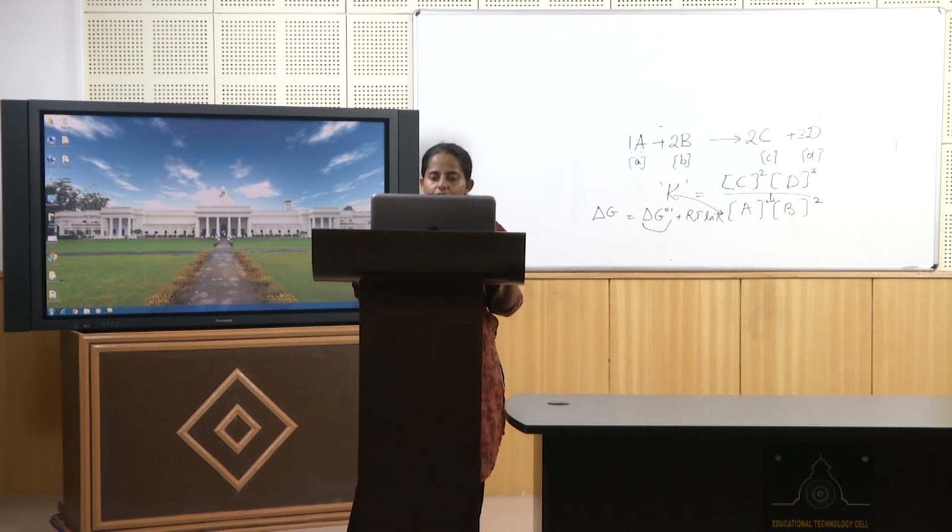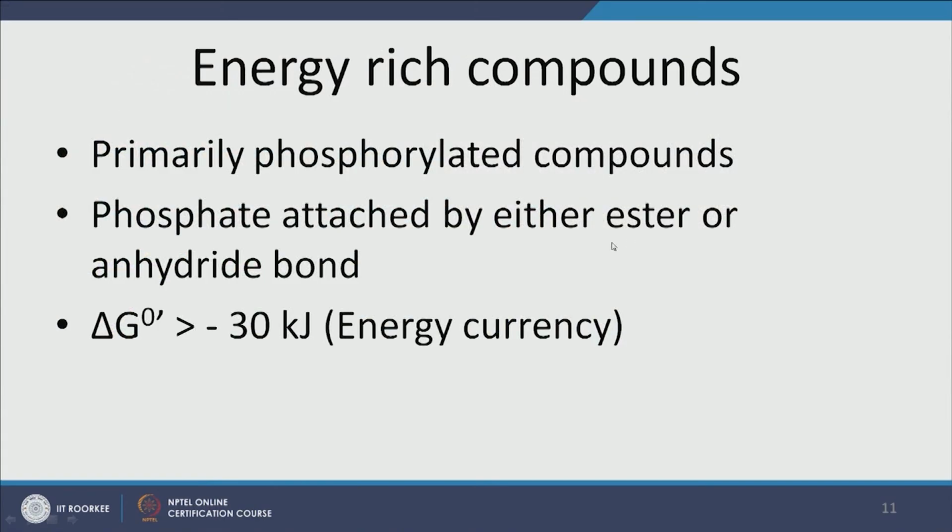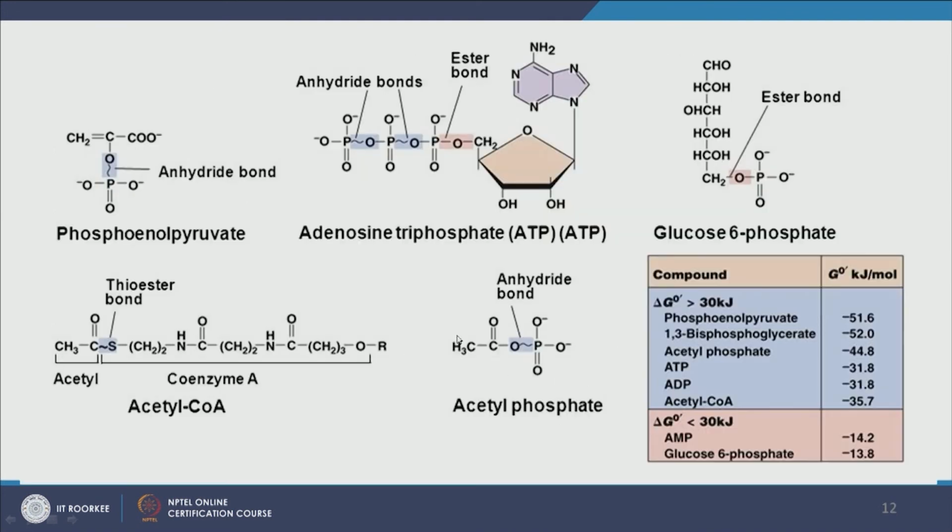Now what will serve as a perfect electron donor? Usually these are phosphorylated organic compounds. So phosphate bonds can be very strong depending on whether they are ester or anhydride bonds. In fact, any compound that has delta G prime naught greater than minus 30 kilojoules can be used as energy currency by the microbial cell. So microbes can use them for creating energy.